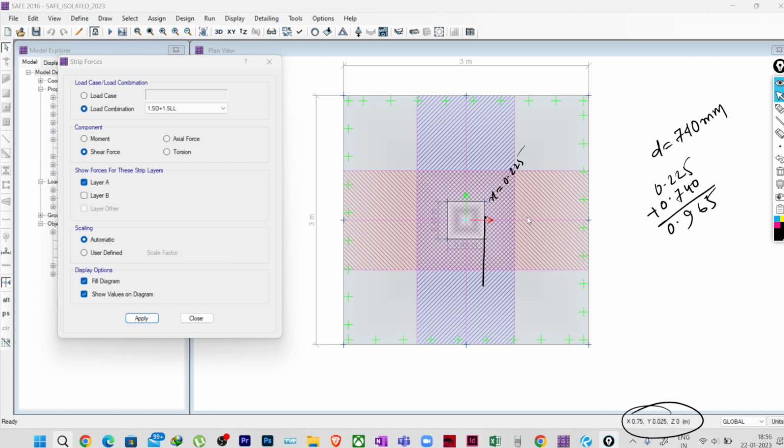Okay, so the coordinate value of 0.965, you can see 0.975, 0.95. So you can say that 0.97 is somewhere here. You just have to make a mark on this area. So this is my d distance equal to 740 mm. Fine. In the same way, we'll be doing in this direction also.